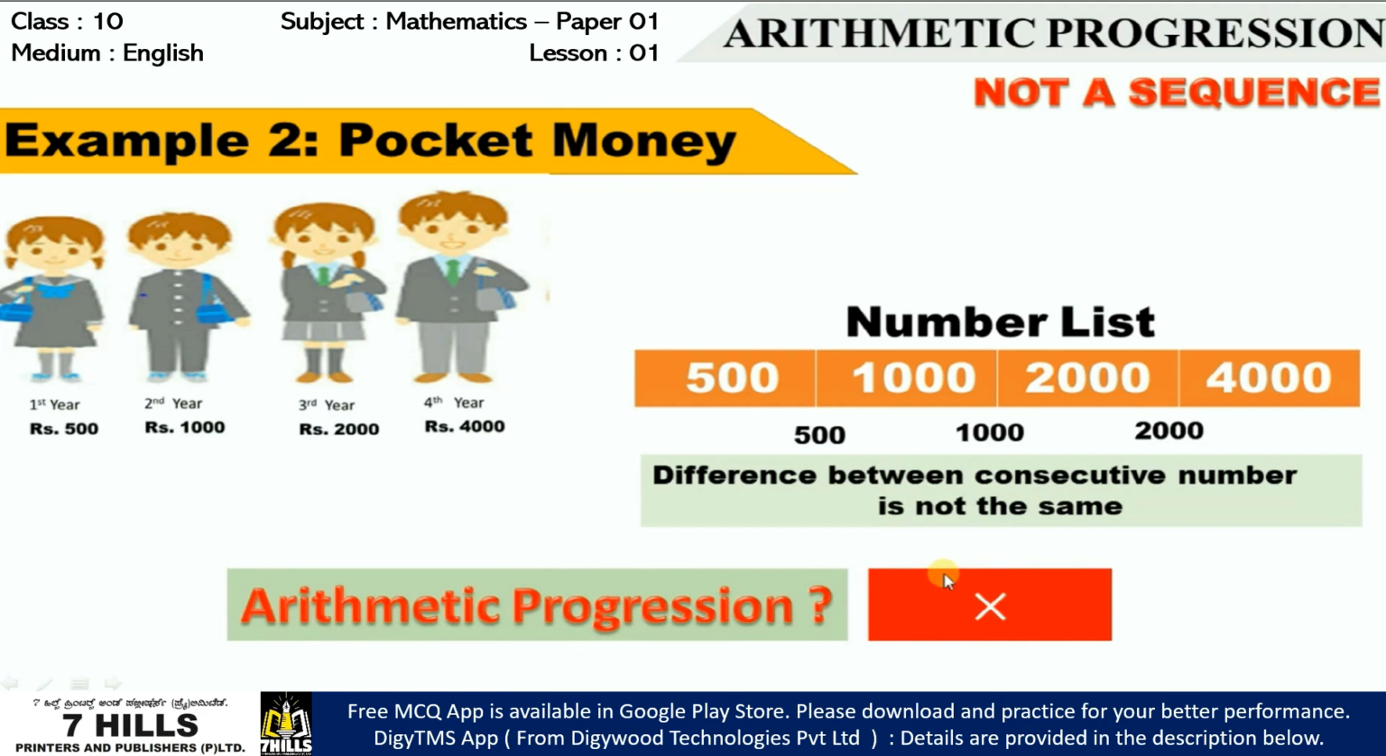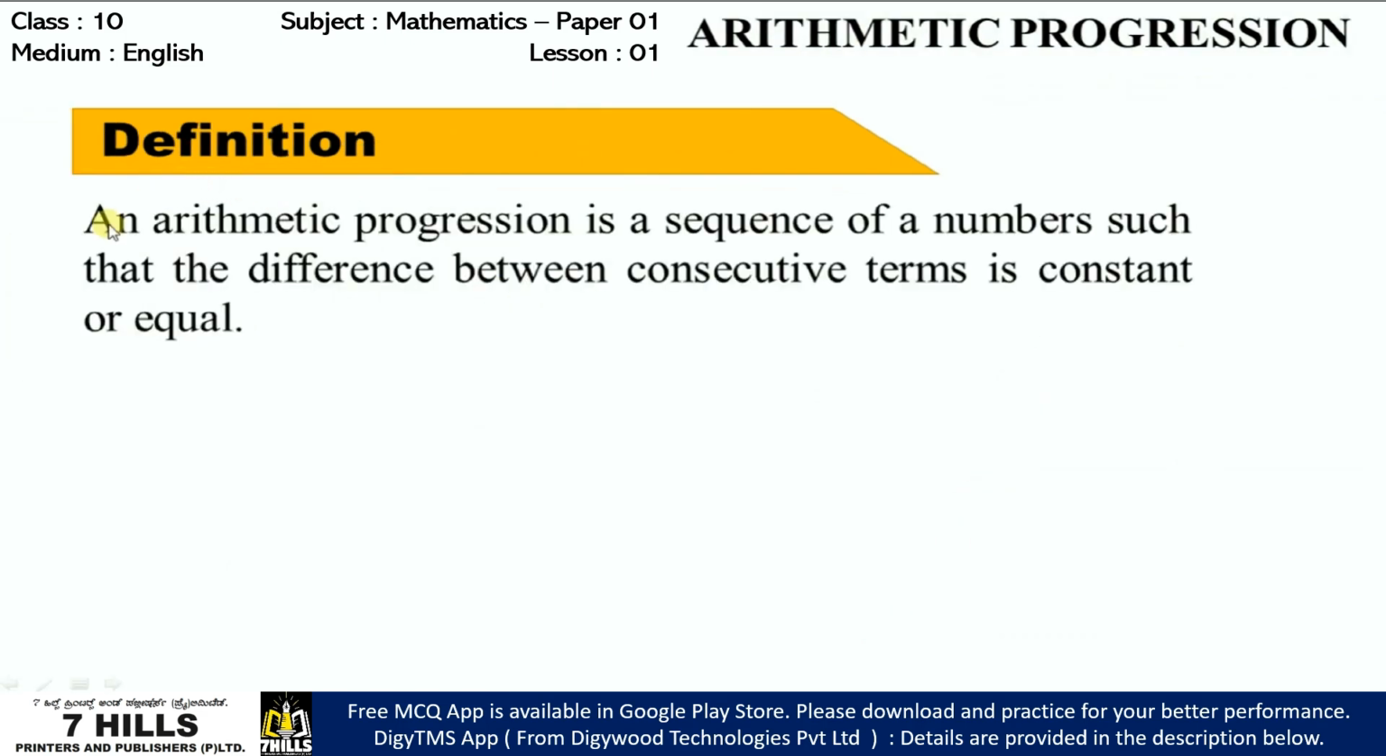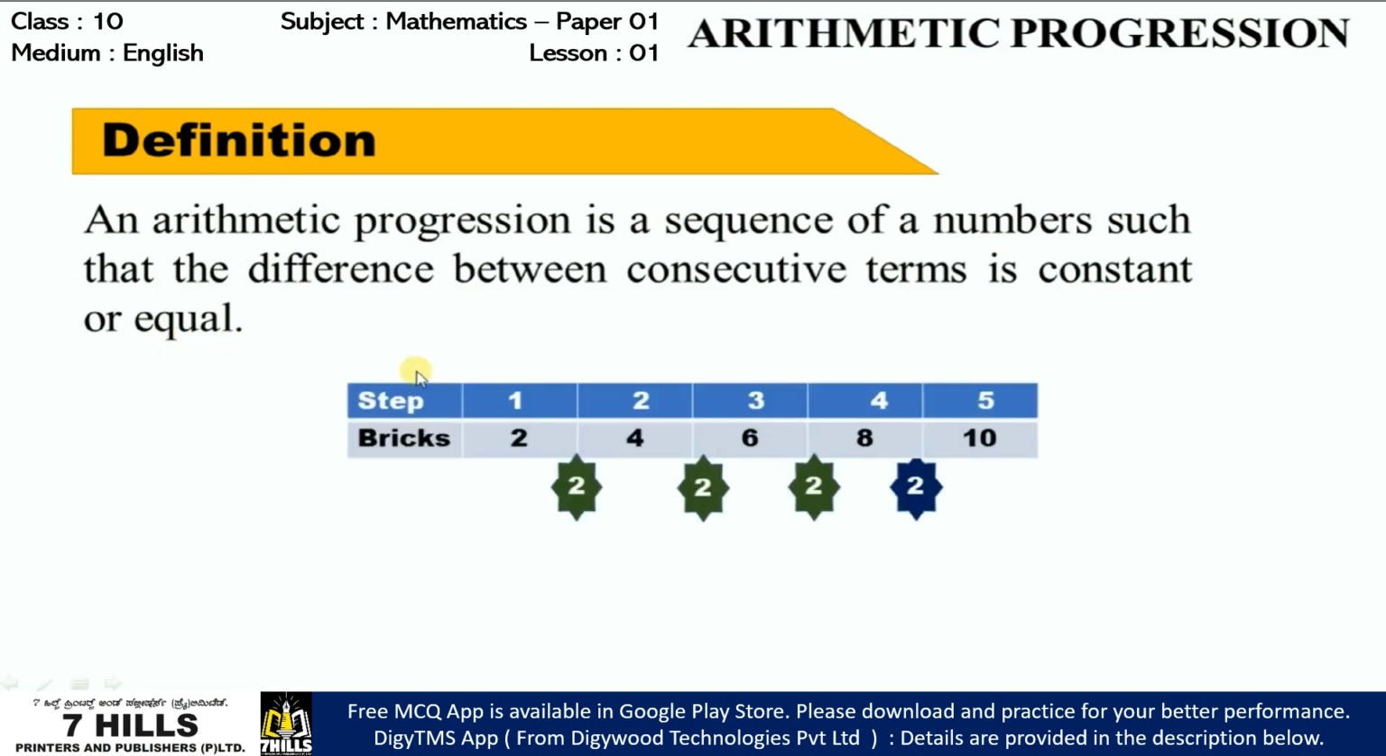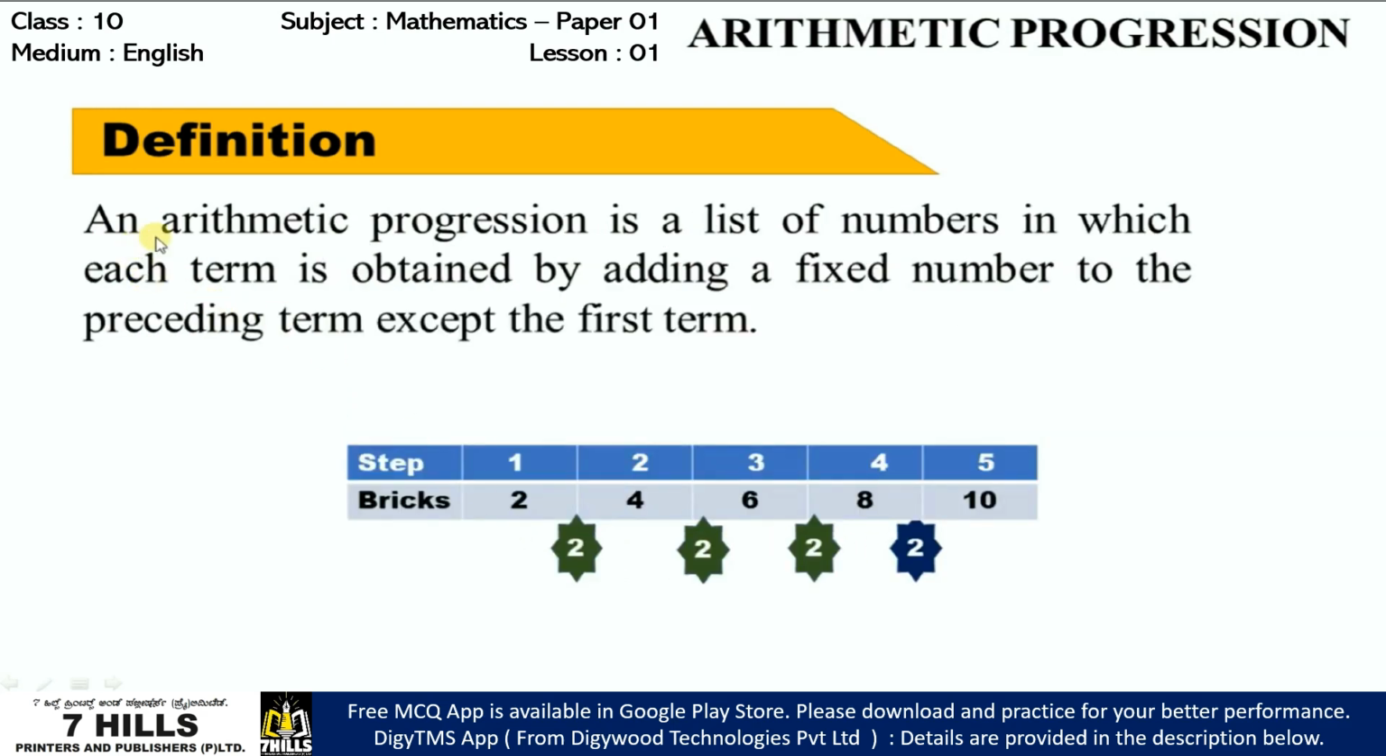Now let us look into the definition of arithmetic progression. An arithmetic progression is a sequence of numbers such that the difference between consecutive terms is constant or equal. In the example we have seen, the difference between the consecutive numbers is 2. This 2 is constant. Another definition is an arithmetic progression is a list of numbers in which each term is obtained by adding a fixed number to the preceding term except the first term.